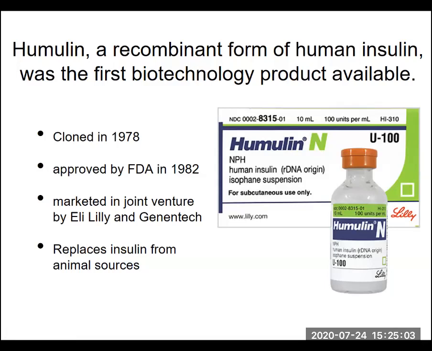What they really need is human insulin. And now we're not going to go around collecting human pancreases and grinding them up to get human insulin. So what we were able to do in the 1970s is find the gene for insulin, put it into a bacteria, and have that bacteria produce insulin for us.